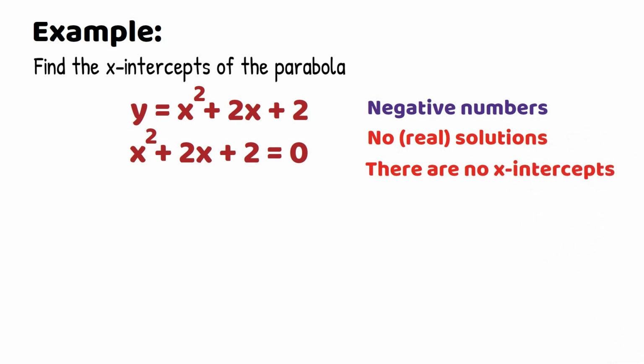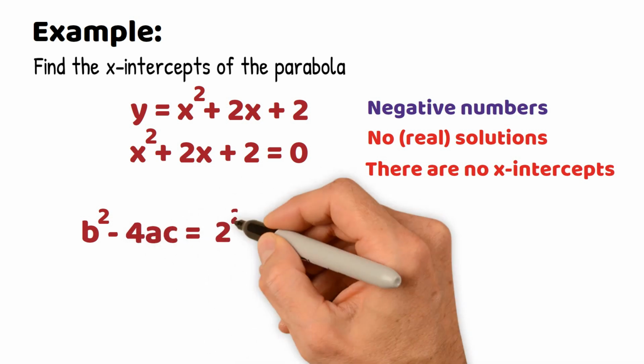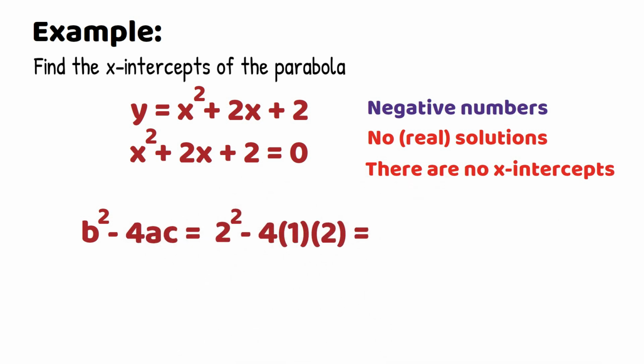Another way to see this is to compute the discriminant, b squared minus 4ac, which is 2 squared minus 4 times 1 times 2, which is 4 minus 8 and comes out to negative 4, which is a negative number, so there are no solutions to the quadratic, which means there are no x-intercepts.